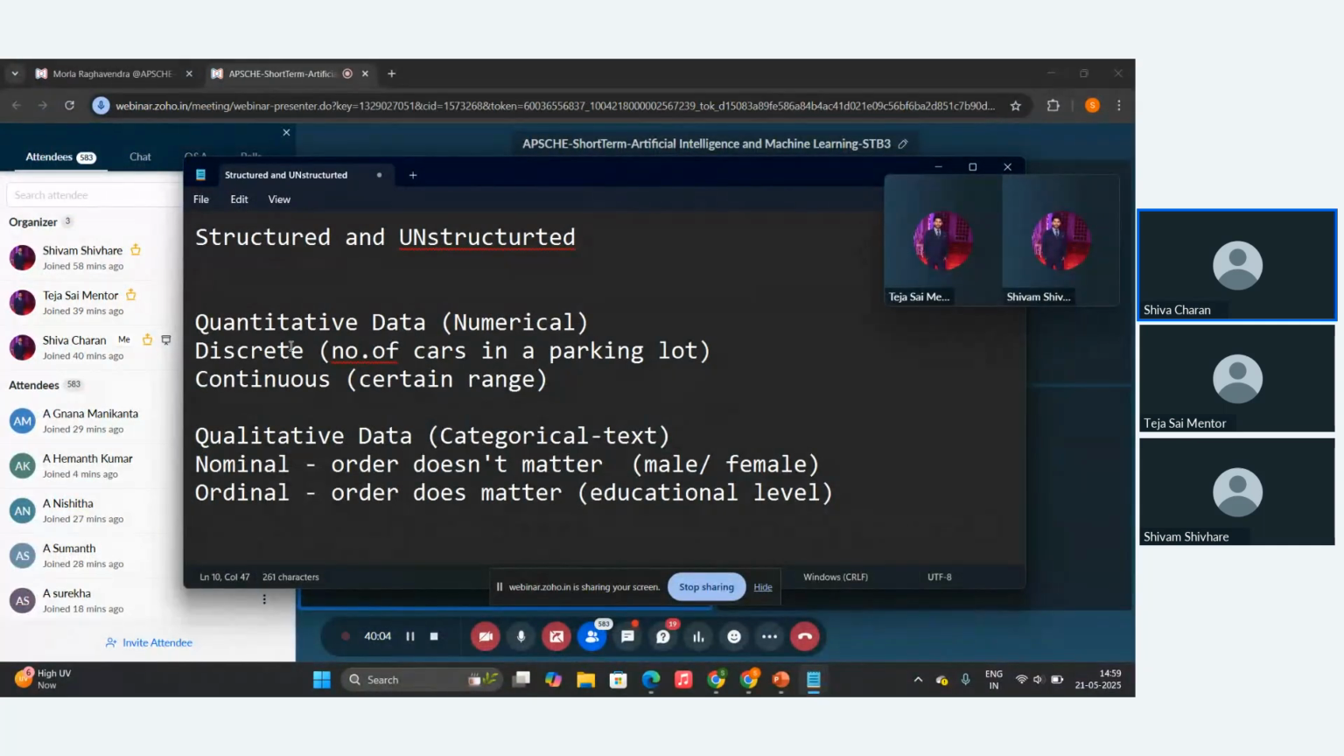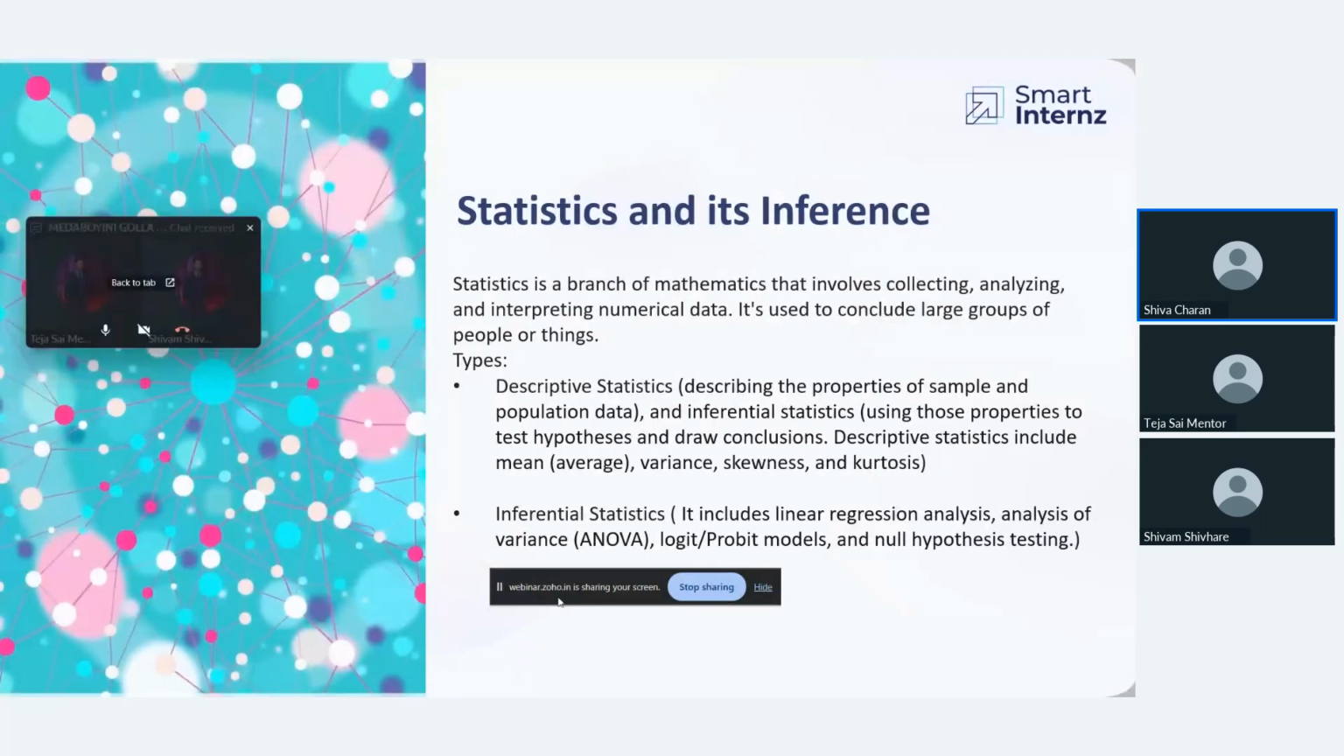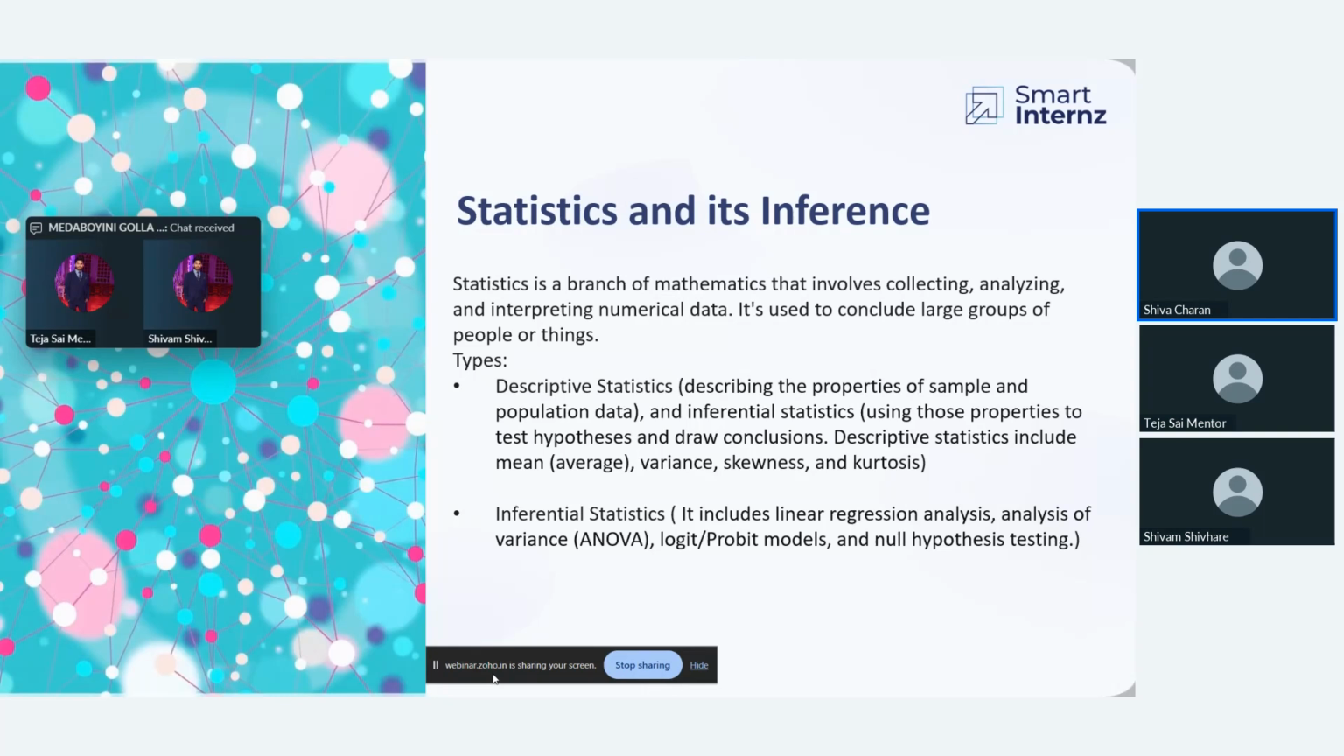So this is about quantitative and qualitative data. Let's dive into the PPT, guys. So again, here we have statistics and its inference. Statistics is a branch of mathematics involving the collection, analyzing and interpreting of numerical data. It is also used to control larger groups of people or things. And here we'll have the types: descriptive and inferential statistics.